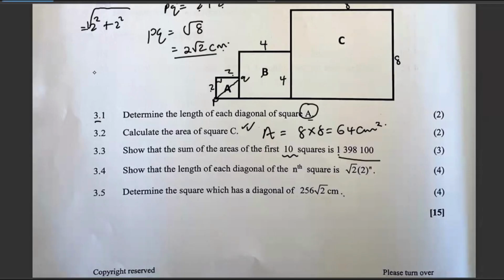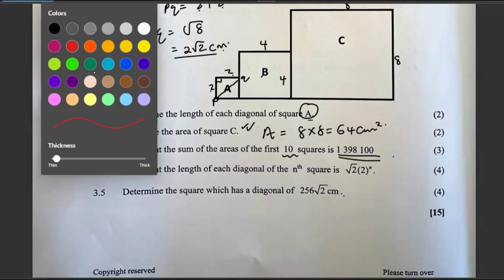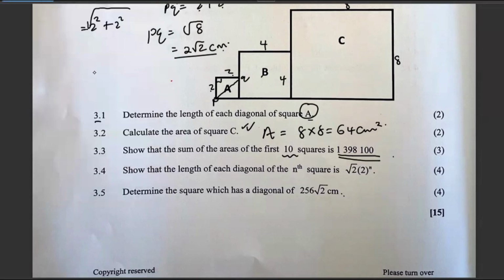Then 3.3: can we show that the sum of areas of the first 10 squares is given as that? So now the question is changing goalposts. They started with the diagonal, then asked for the area, and now they're asking about the sum of the areas. If the first area is 2 by 2, which is 4, the second area is 4 by 4, which is 16. The next area is 8 by 8, which is 64. This is a geometric sequence with a common ratio of 4.